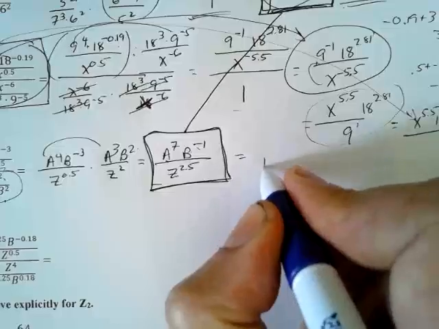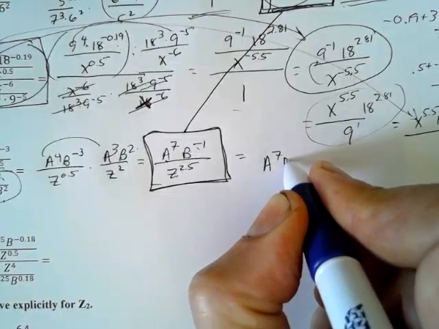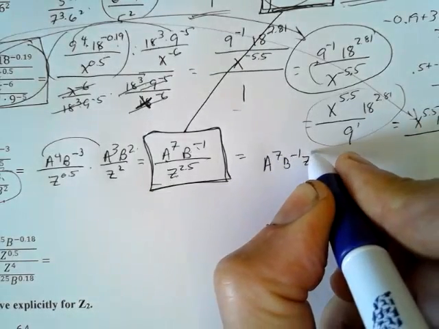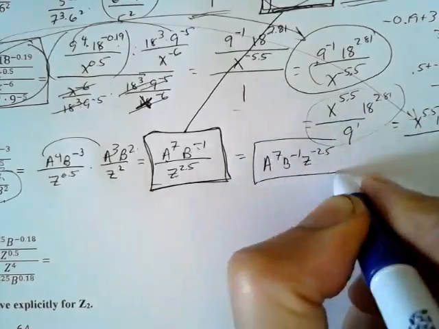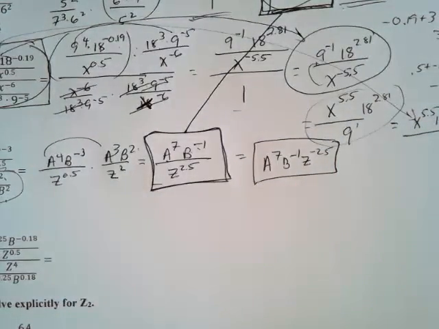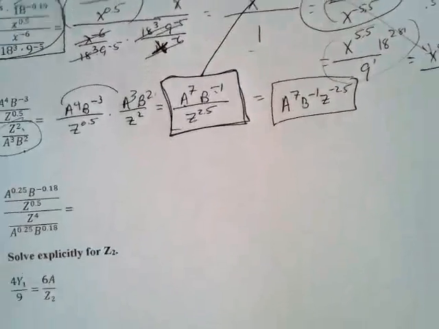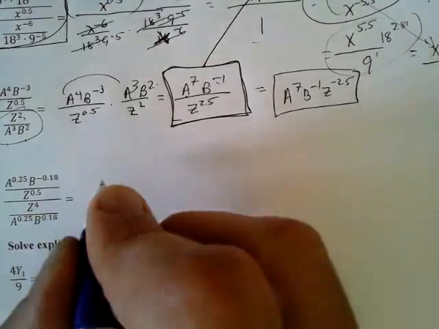And like the one above it, we could also rewrite this as a to the seventh, b to the minus 1, z to the negative 2.5 if we wanted to write it all in one line. Last problem here.